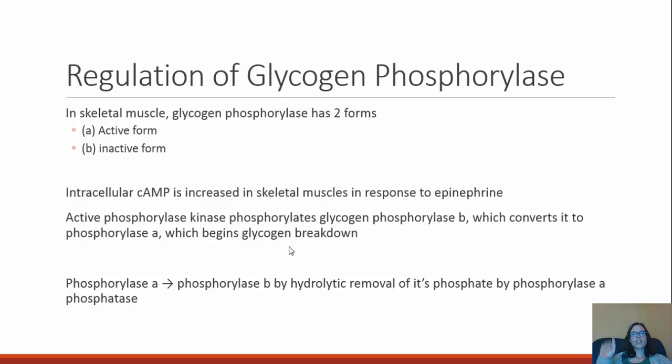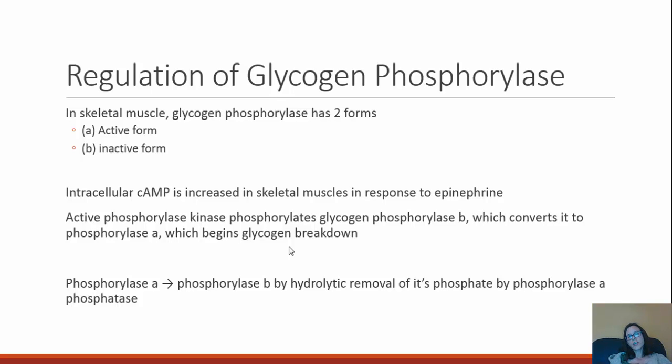Just like when we were talking about glycogen synthase, we had our kinases that added on our phosphate to inactivate glycogen synthase. Here, one of our major enzymes is a phosphatase, which takes off a phosphate molecule.